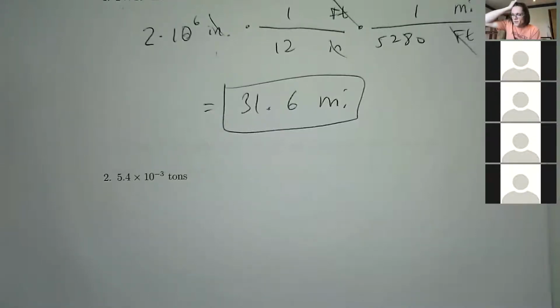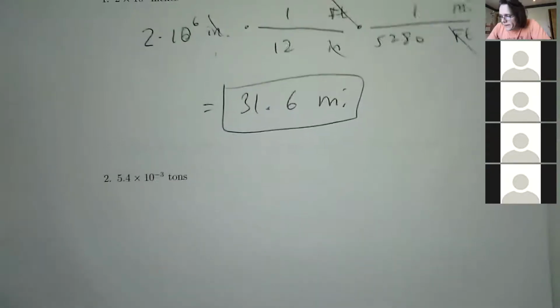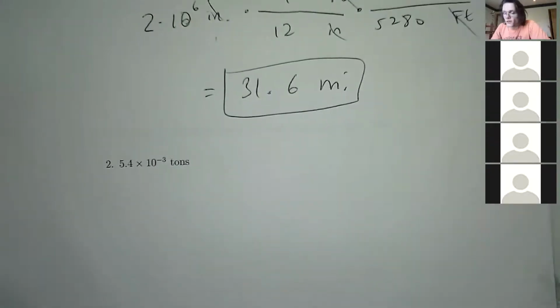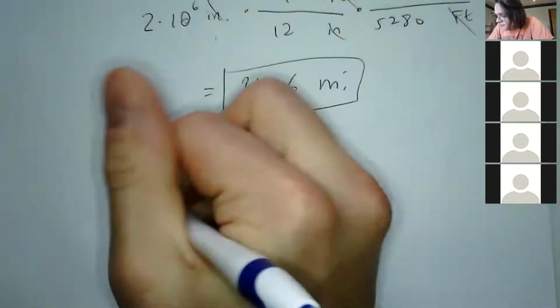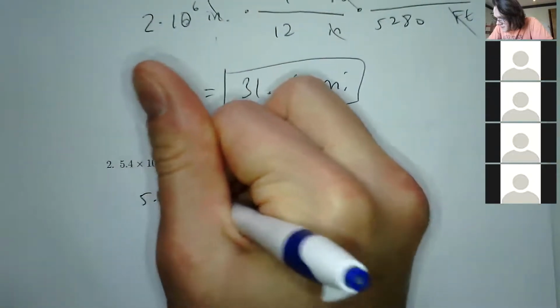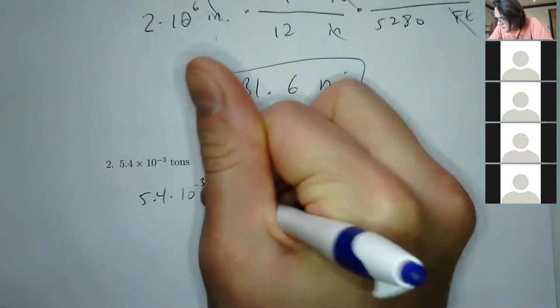So we're going to do the same sort of thing, but instead of converting it to a bigger unit, we're going to convert it down to a smaller unit. We can do pounds, we can do ounces. Maybe we'll start with pounds and see what happens. I think pounds will work for us, but if not, we can go into ounces. Or grams if you're Canadian. So we have 5.4 times 10 to the minus 3 tons.